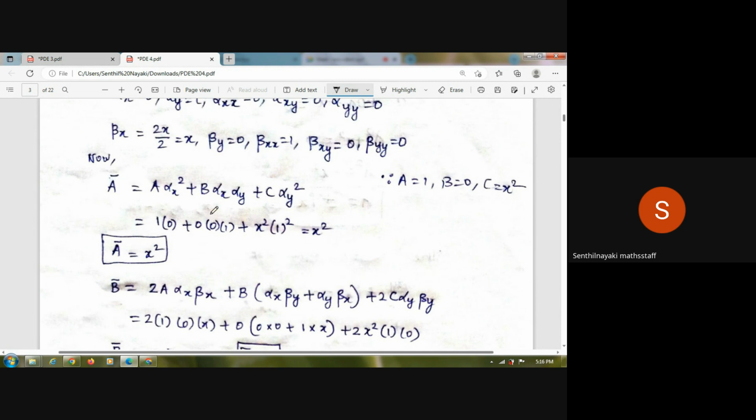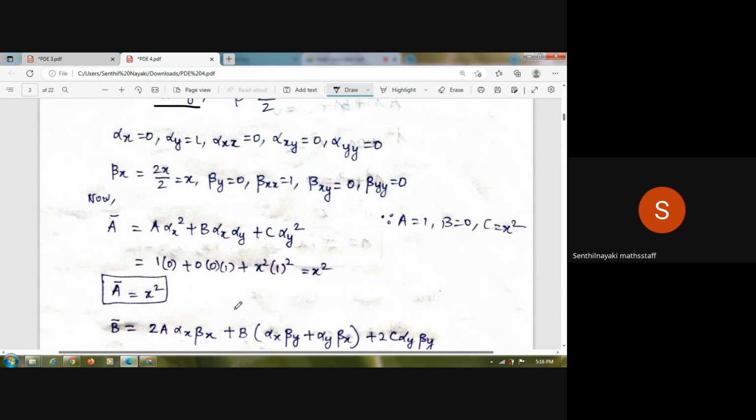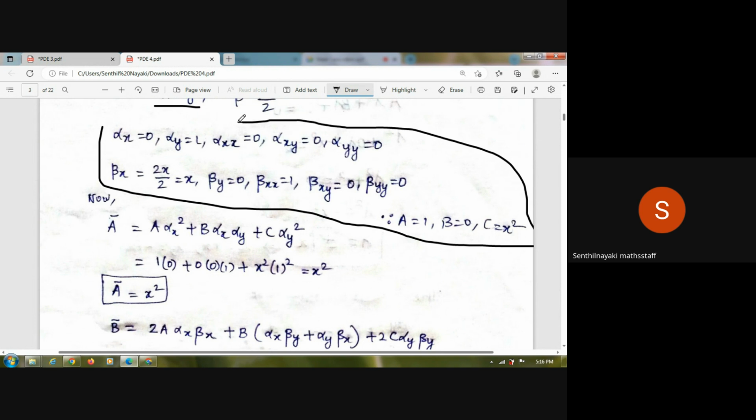We have to memorize all these formulas, a bar, b bar, all terms have different formulas. We have to memorize all those things. So a bar equals a into alpha x square plus b into alpha x alpha y plus c into alpha y square. Substitute all those values. Already we know that a equals 1, b equals 0, c equals x square. With the help of these values, we can find out the values further.